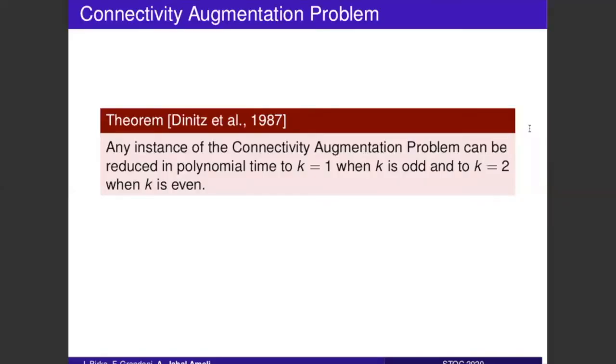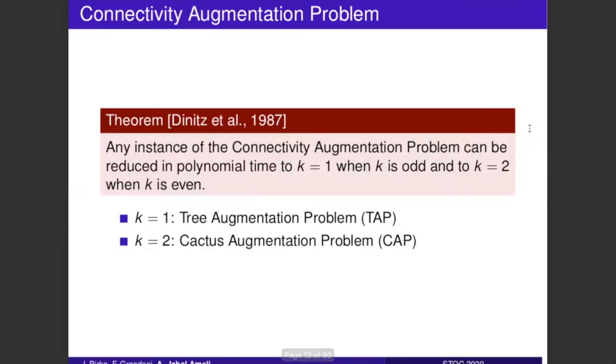An insightful theorem in this area is one by Dinitz et al. It states that any instance of the connectivity augmentation problem can be reduced in polynomial time to k equal to 1 when k is odd and to k equal to 2 when k is even. So we can restrict our attention to the case where k is equal to 1, which can be further reduced to the case where the input is a tree, and we call this the tree augmentation problem or TAP, or to the case where k is equal to 2. Here it can also be reduced to the case where the input graph G is a cactus, and we call it the cactus augmentation problem.